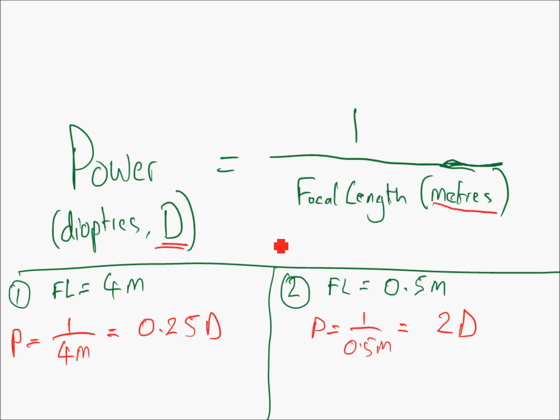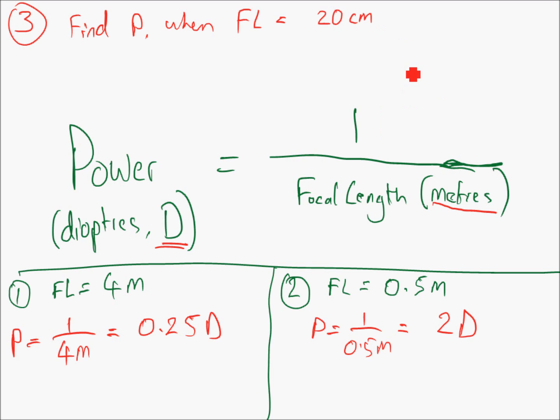A question might tell you, so question 3 might have been, find the power when the focal length equals 20 centimeters. Have a go. Stop the tape.